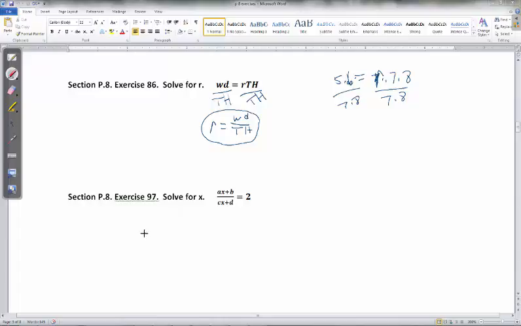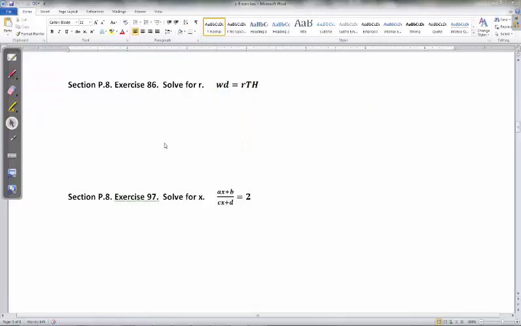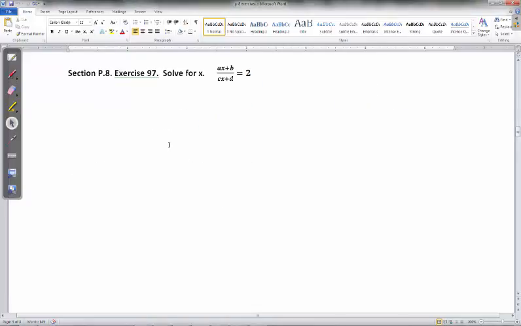This one is an even better example of that. We would solve it like any other rational equation. The first thing you do is you clear the fraction. There's only one denominator, so that's the common denominator. So multiply that into both sides. AX plus B equal 2CX plus 2D.